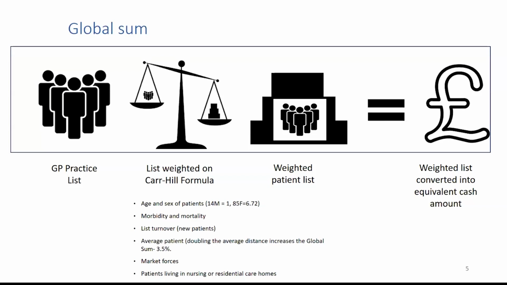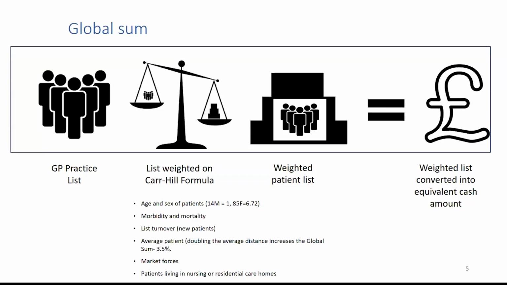Essentially, a new patient joining your list can cause, or it's thought that they may cause, increased workload for you as a GP for the rest of the year. So there are some costs associated with that. And then you get a payment for the distance at which your patients live away from the practice. So that really is a rural factor. Where the distance from the practice doubles, that increases the global sum by about 3.5%.